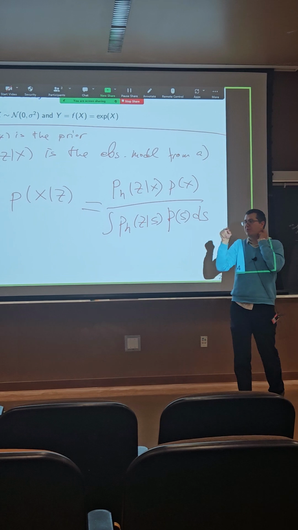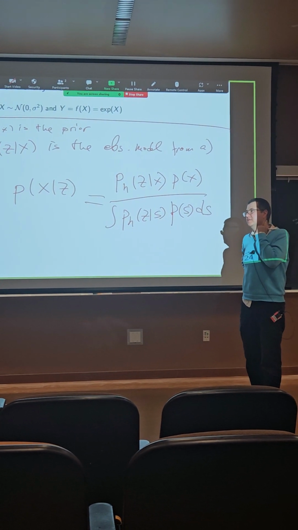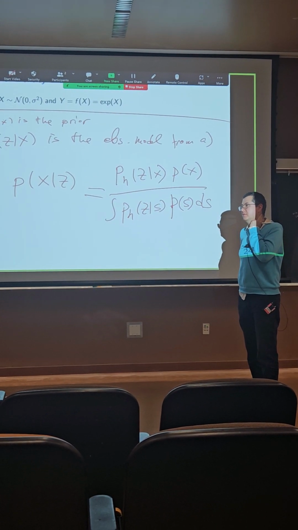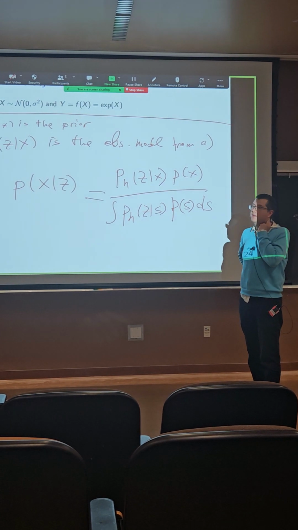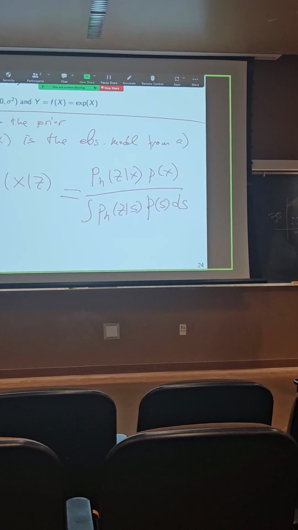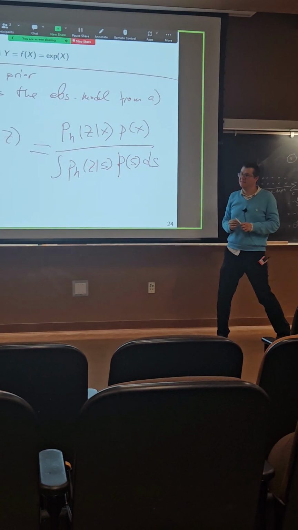So you're asking what is the proportional? It's basically an integral of a constant times your p of z given x times p of x, which is 1, right? Exactly. And that constant is exactly this.